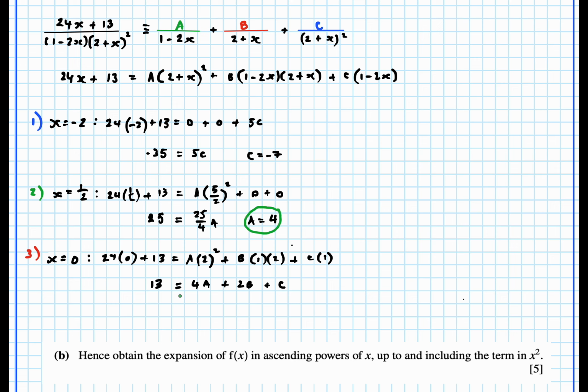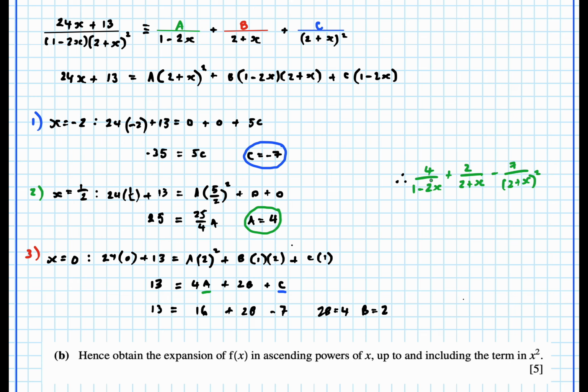We already have A and C. So it's just a nice way of comparing the coefficients, or doing it this way, where we made x equal to 0. So B is equal to 2. And always rewrite the full f of x. So 4 over 1 minus 2x plus 2 over 2 plus x, and then minus 7 over that last part. That's your final value for that.